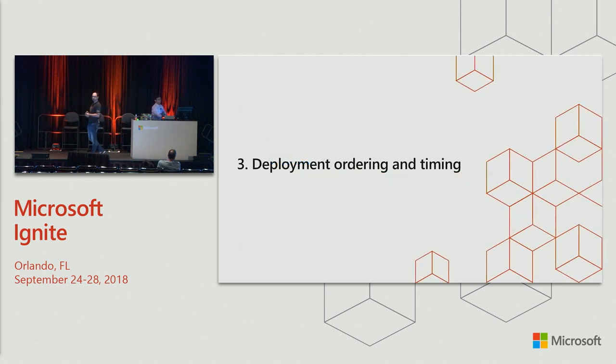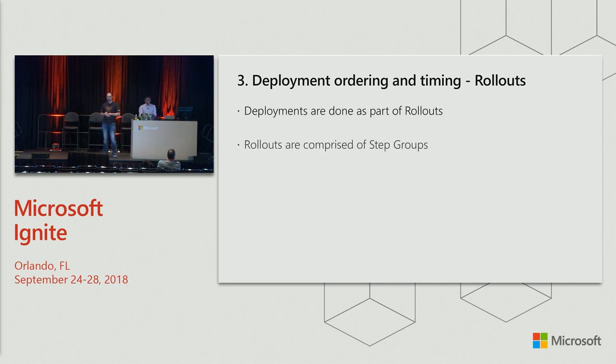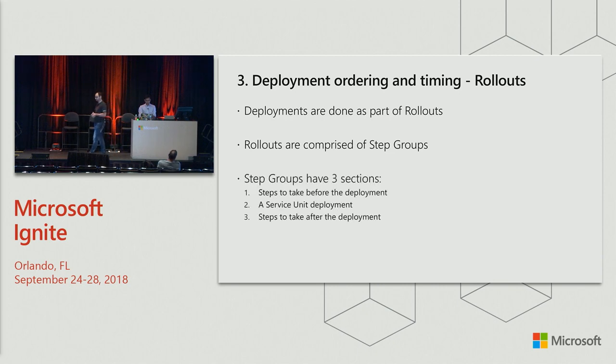Okay, so now we've got our entire service, our entire service topology, defined as JSON. And now I'm going to get into how we actually deploy this. Well, deployment is done in ADM through what are called rollouts. Rollouts are composed of step groups, and step groups have three sections. Steps that I want to take before the deployment itself, which is done at the service unit scale, and then steps that I want to take after the deployment.